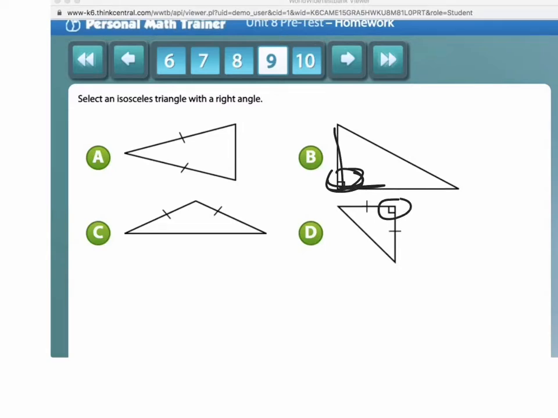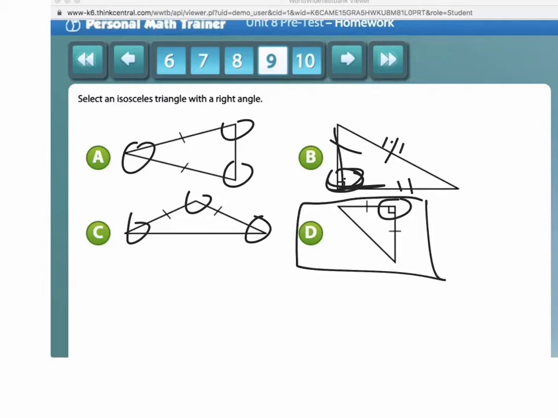So of all these, this one does not have a right angle. All these angles are acute. This has an obtuse angle, 2 acute angles. This one has a right angle, but the sides are not congruent. It's a scalene triangle, and this is your right isosceles triangle here.